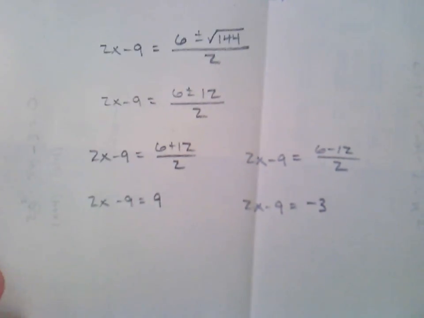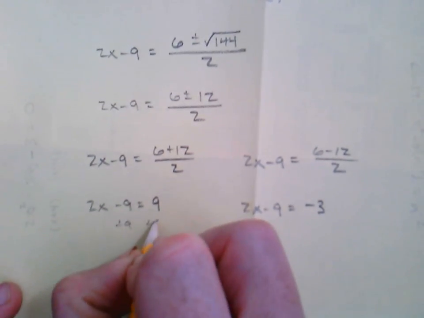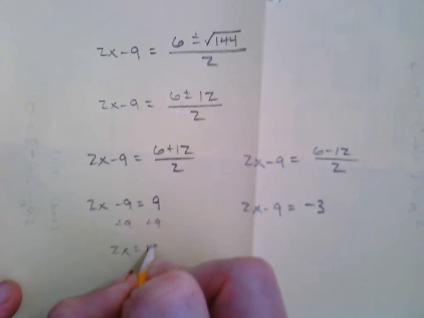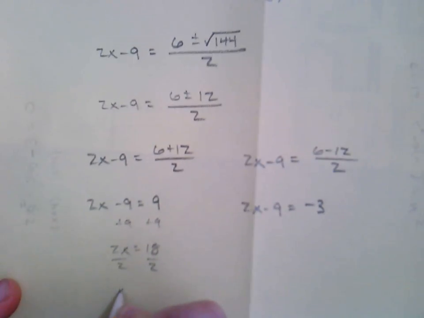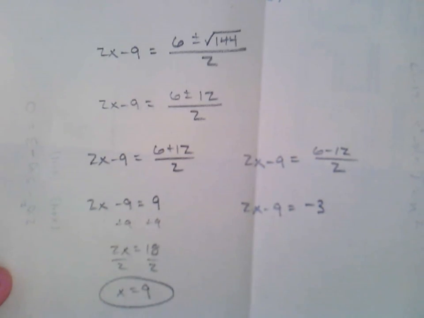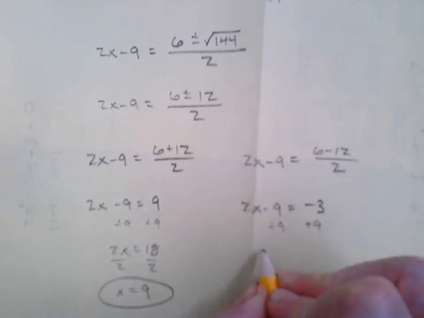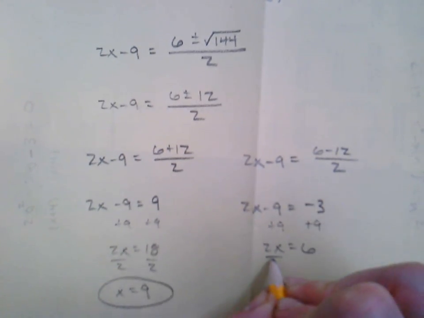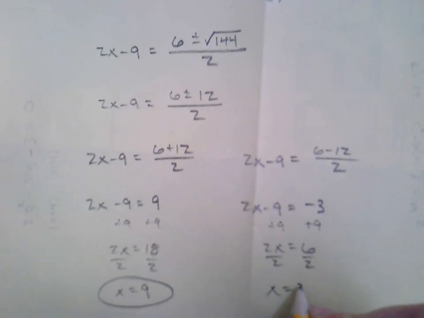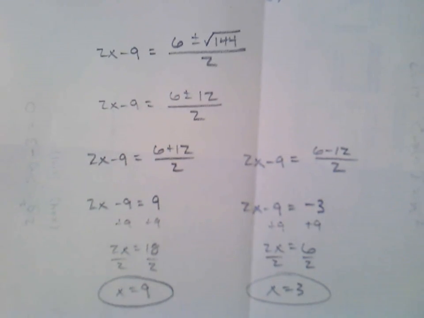We need to solve these both for x, so we're going to add 9. 2x equals 18, divide by 2, x equals 9. Same thing over here, add 9. 2x equals 6, divide by 2, x equals 3. Those are our two solutions.